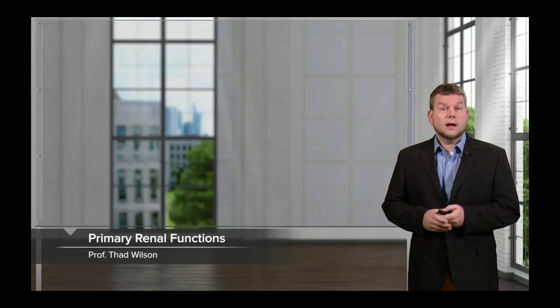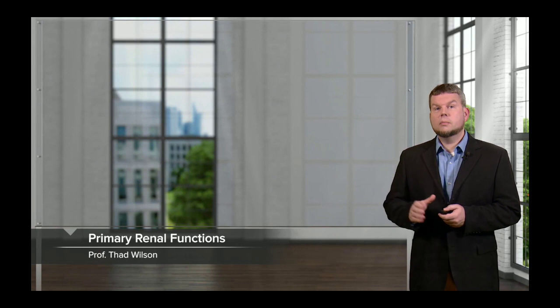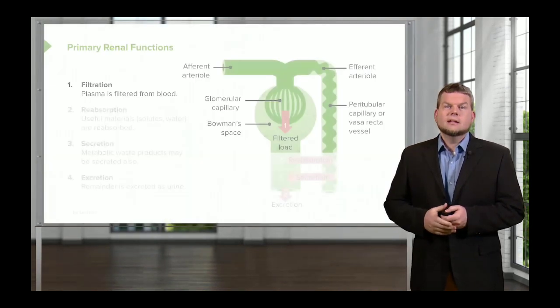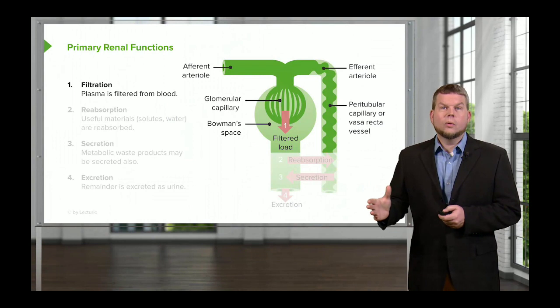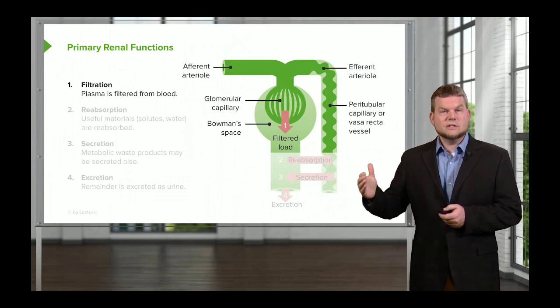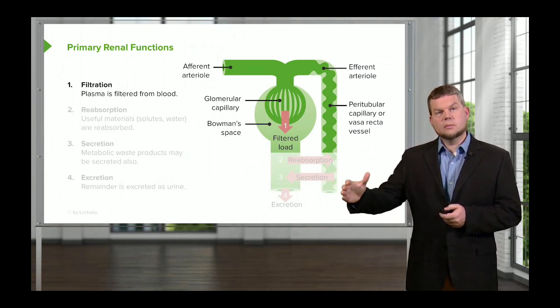About the renal system. We're going to go through a lot of primary functions. These are the overall biggest things of the kidney. That is filtration, reabsorption, secretion, and finally excretion. To look at these in more of a diagrammatic form, let's look at what the blood is doing, or what the kidney is doing to the blood.